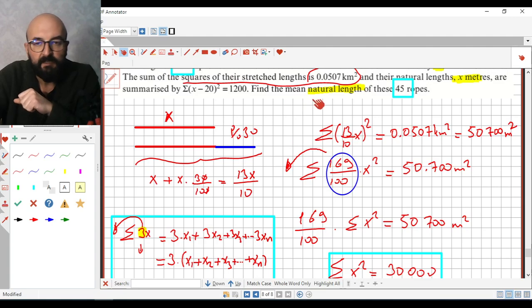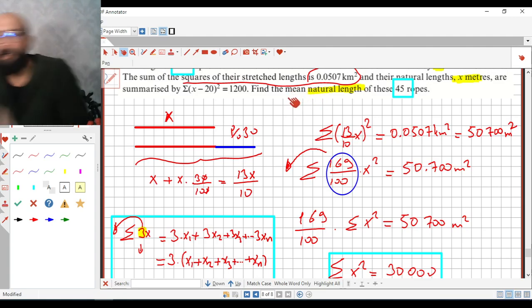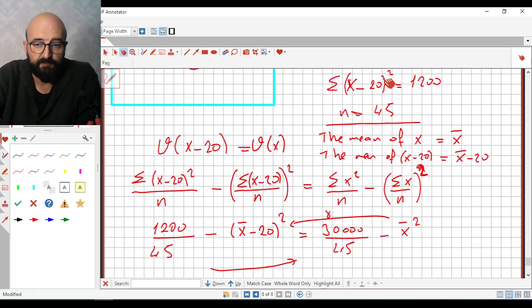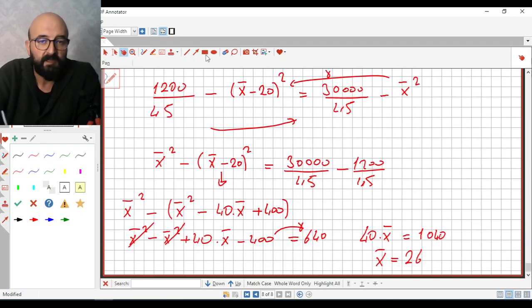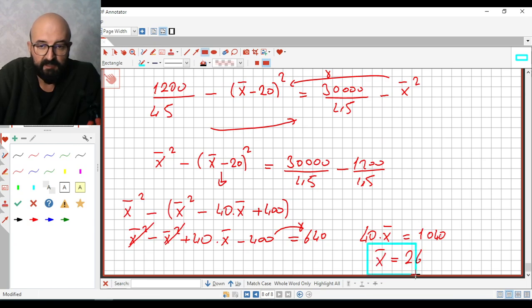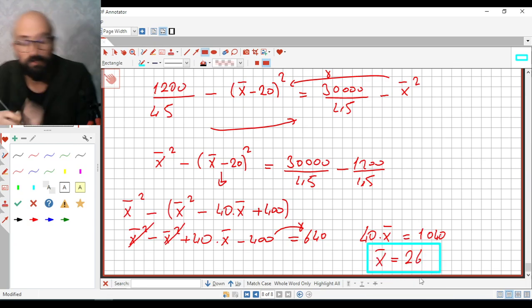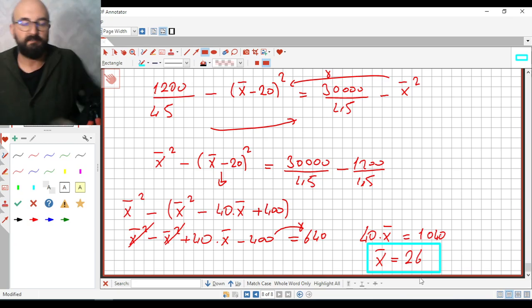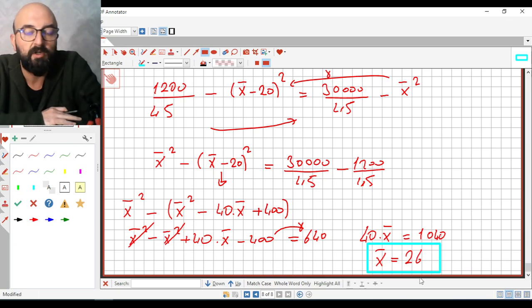And they want us to find the mean natural length of these 45 ropes. So the mean natural length is 26. Okay, this extra video is finished, and have a good lesson.